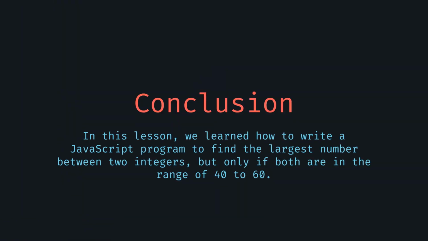To summarize, we've learned how to check whether two numbers fall within a given range and return the larger one, or provide feedback if the numbers don't meet the criteria.